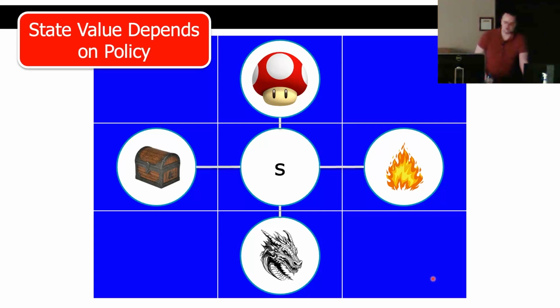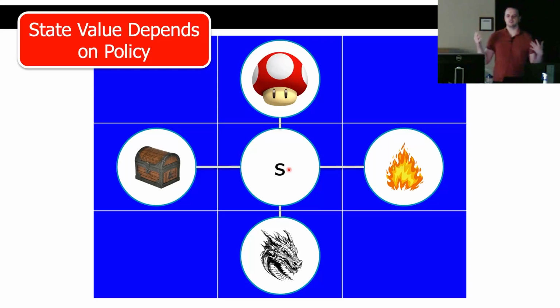So let's look at a pretty funny example here. Say we are at this state S right here. If we go up, we get some sort of power up. That might be pretty good. If we go left, we get the treasure. That's really good. Maybe there's a high reward from that one. If we go to the right, we step into the fire. And if we go down, we run into the dragon, right? So if I were to ask you, what is the value of being at this state? What would you say?